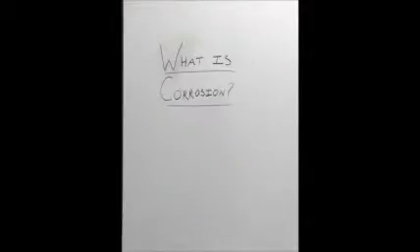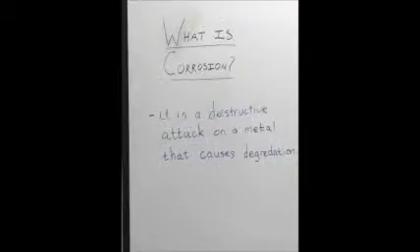Corrosion is a destructive and unintended attack on a metal. Common examples include the rusting of iron or the verdigris of copper. Corrosion is an electrochemical process. Electrochemical processes can occur in all material types.